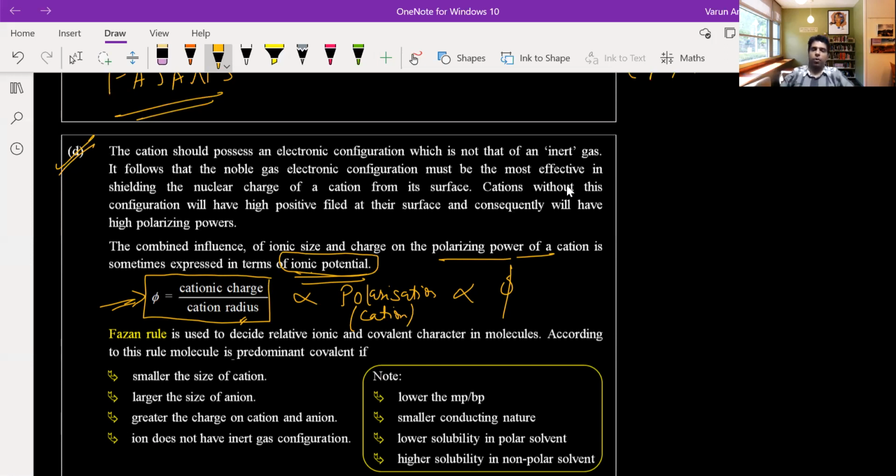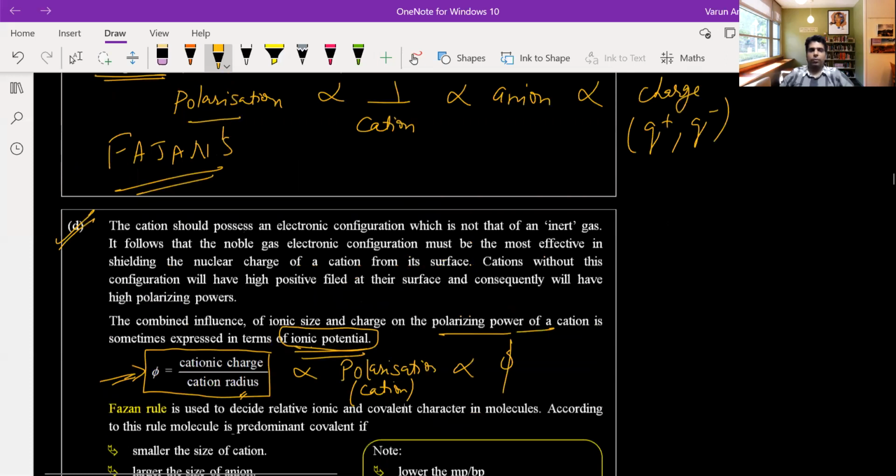Now come to the fourth point. What is the fourth point saying? It is saying pseudo inert gas configuration. Compounds with pseudo inert gas configuration have more polarization. And more polarization means more covalent character.